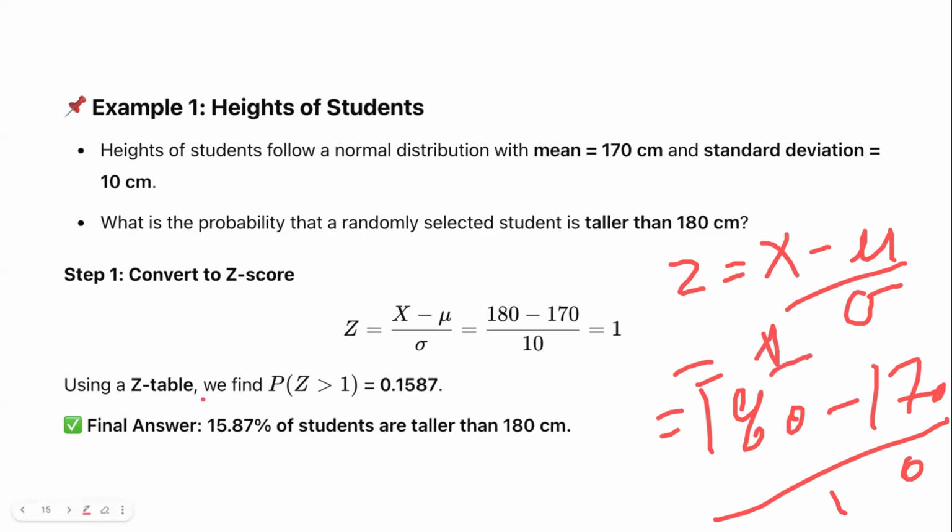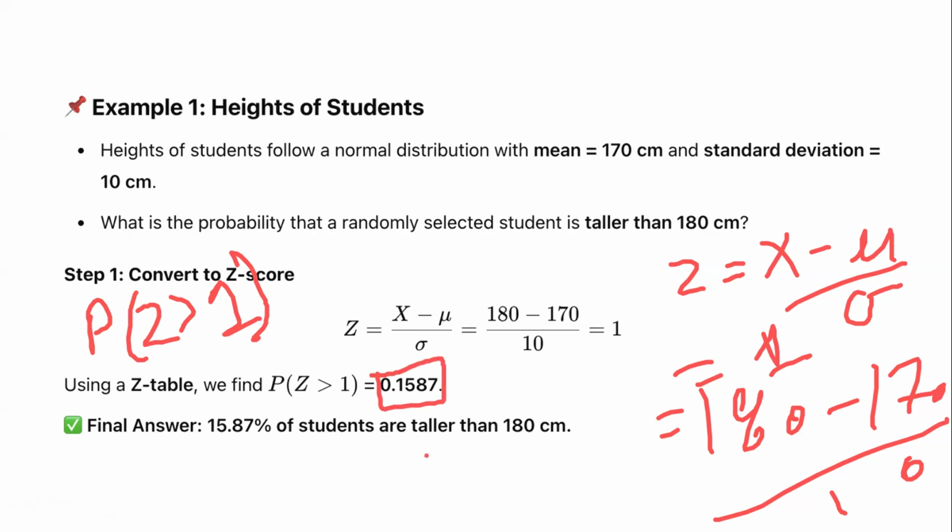Okay. So using a z table, if you study, you will have a z table. With the help of the z table, you can see the probability for z greater than 1, which will be 0.1587. So what was the question? What is the probability that a randomly selected student is taller than 180 centimeters? In that case, anything with z greater than 1 will be my answer. So the final answer is 15.87% of the students are taller than 180 centimeters.